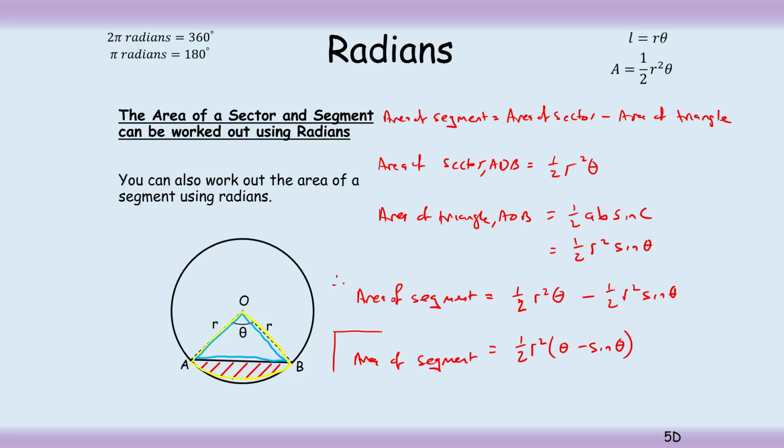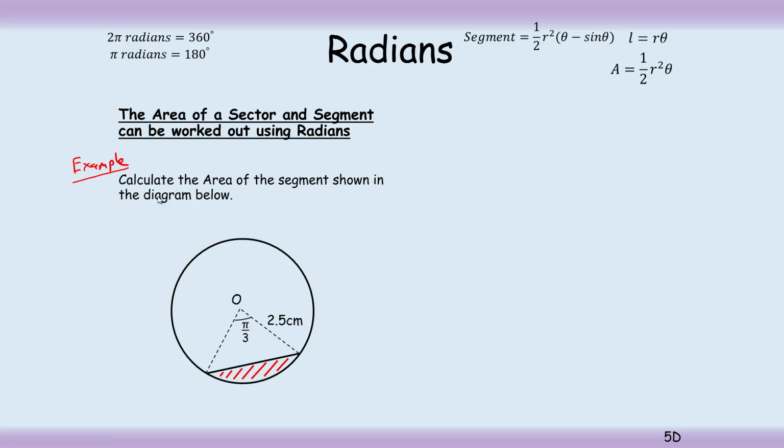And you might want to make some notes on that. Do a sketch and make some notes. So the area of the segment is the area of the sector minus the area of the triangle. Good. Hit pause, make some notes. When you're ready, we're going to look at an example.